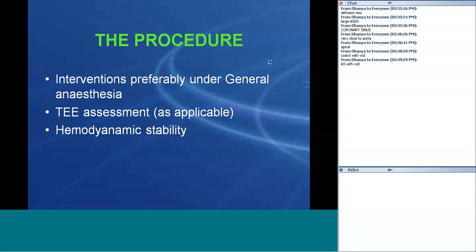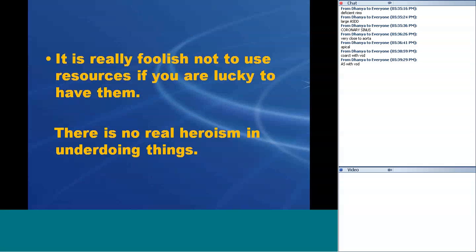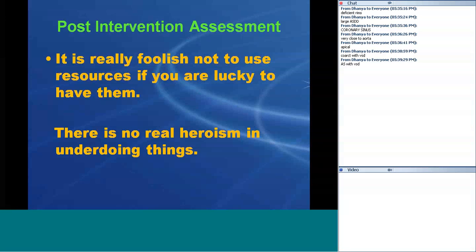Hemodynamic stability in the cath lab is very, very important whatever procedure we are dealing with. And this is very important: it is really foolish not to use resources if you are lucky to have them, and there is no real heroism in underdoing things. If you have a facility and it is available, it is better to use it and be sure of what we are doing. There is no real heroism in saying, okay, I don't need anything, just going ahead and later landing up in problems. So if you have the resources, please do utilize them.